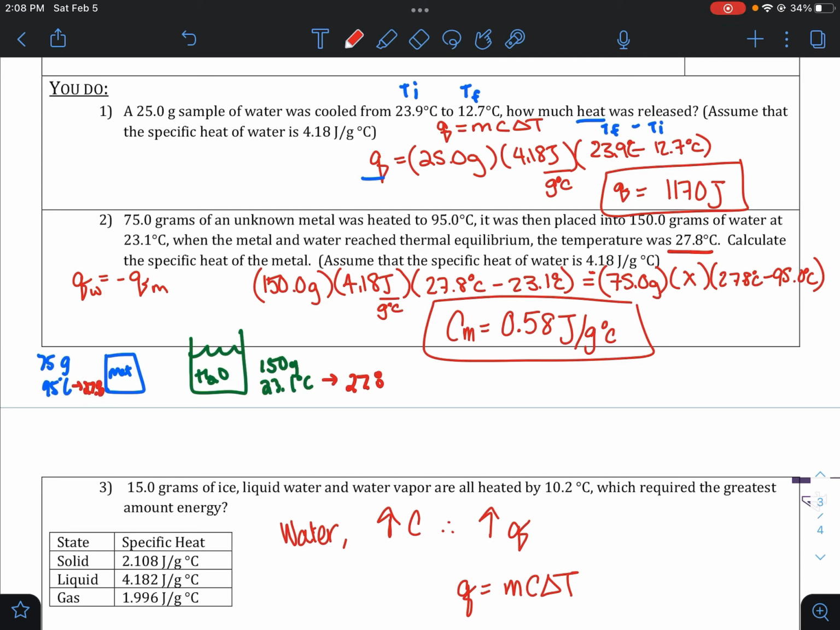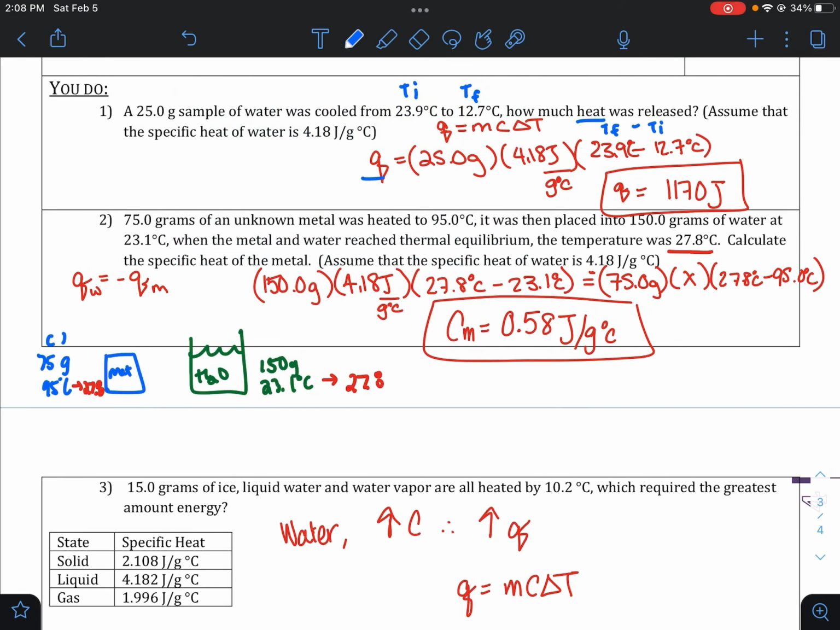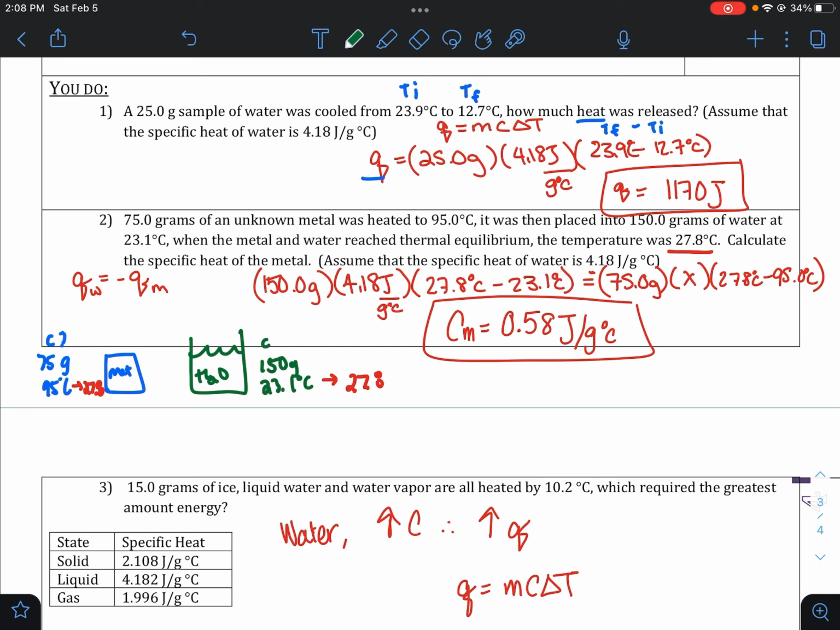Calculate the specific heat of the metal. So we are looking for C. We are given the specific heat of water, 4.18. So that's what's going on here. This is the most important part. Again, if these word problems freak you out, just draw yourself a picture. I promise it really helps visualize what's going on. Now it says calculate the specific heat of the metal.